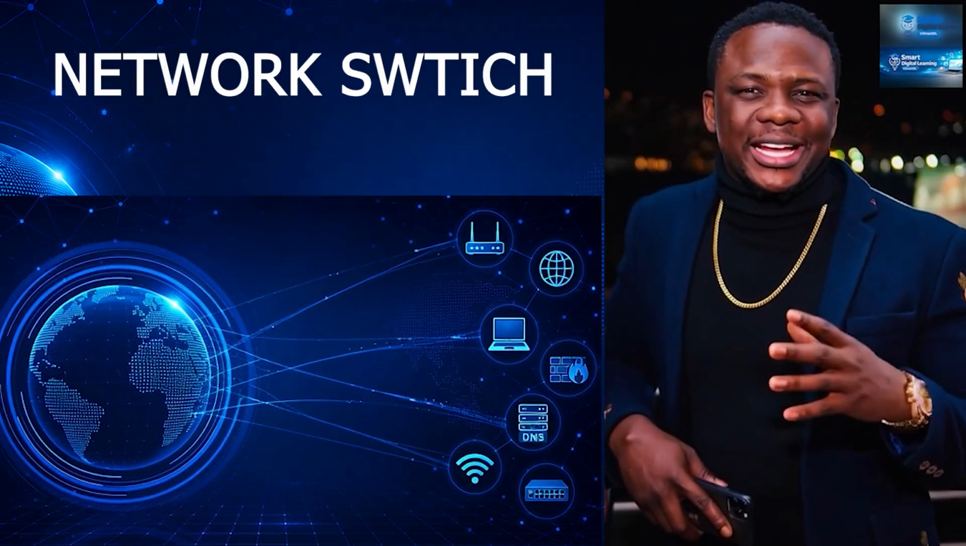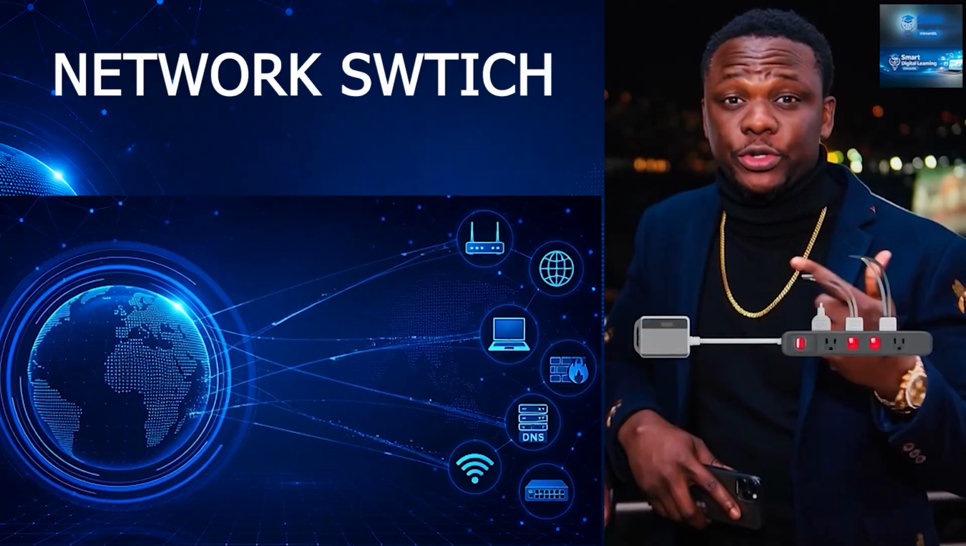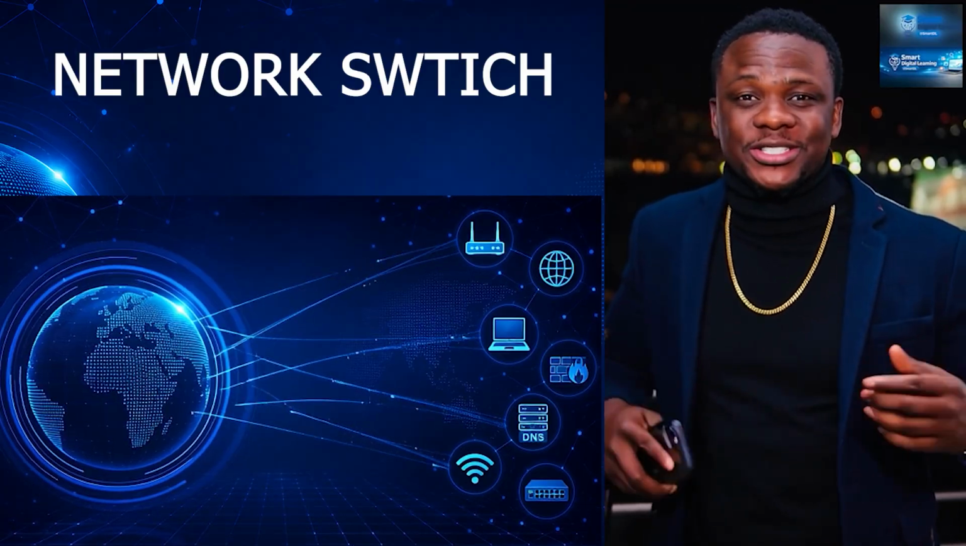A network switch is like a smart power strip for data. For example, computer A sends a file to printer B through the switch. The switch uses MAC addresses for local traffic. A router uses IP addresses to connect to the internet.